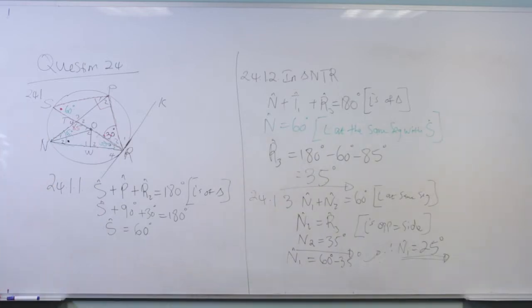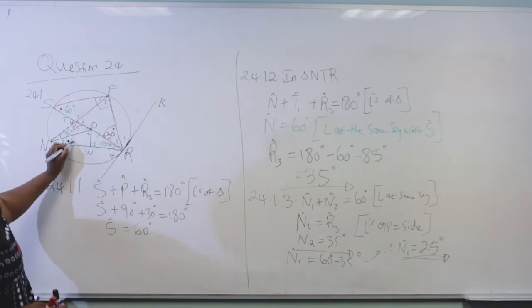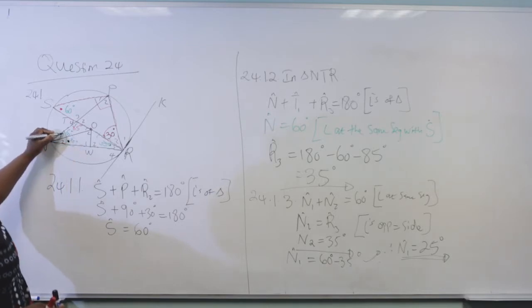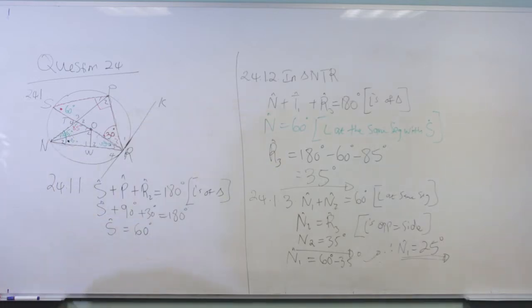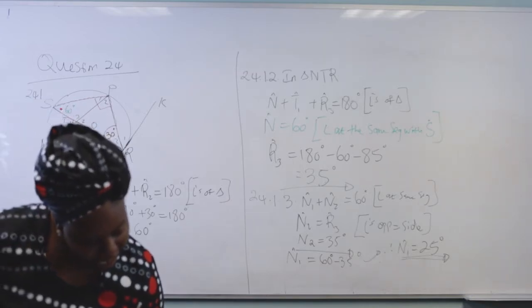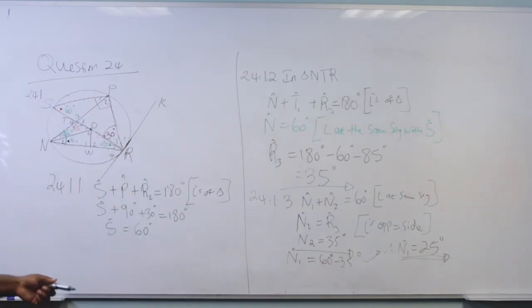So it's not that difficult for you to get. We have found that, again, this is also our 35 degrees, which makes this one 25 degrees. Remember, the 60 is for the whole part. It's not only one. Okay. What else must we find now? We must find R4. Where is R4?